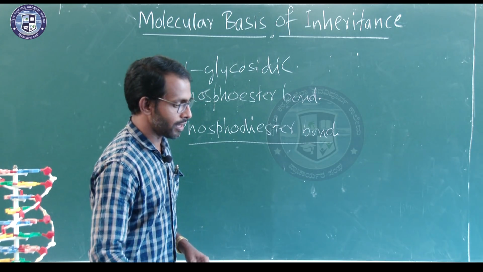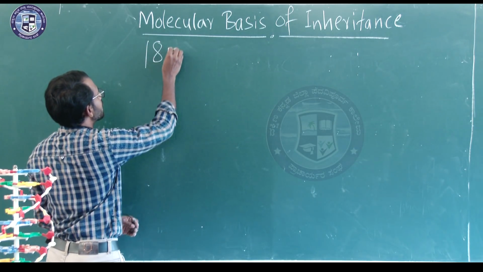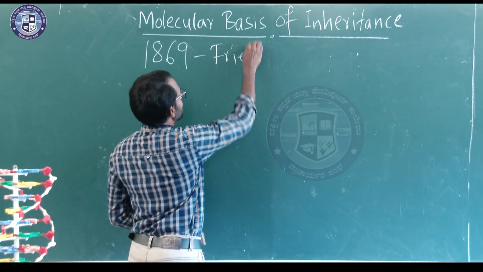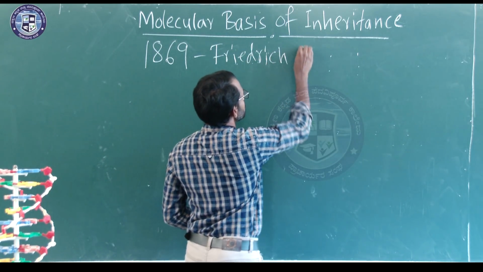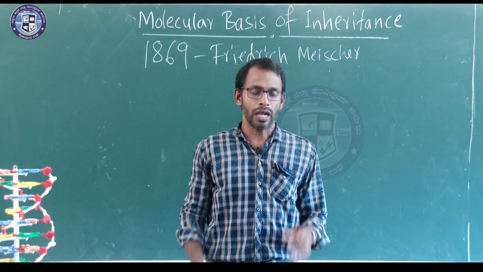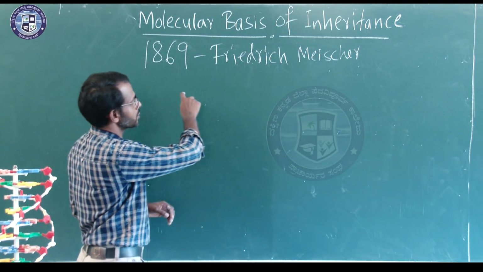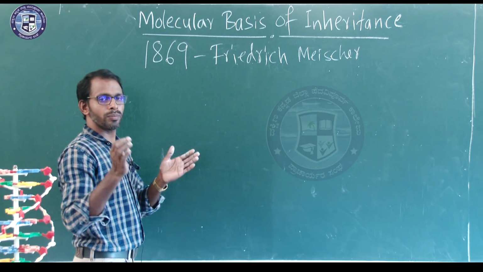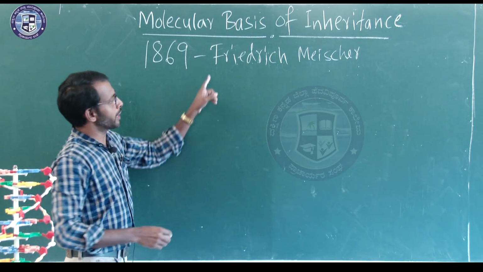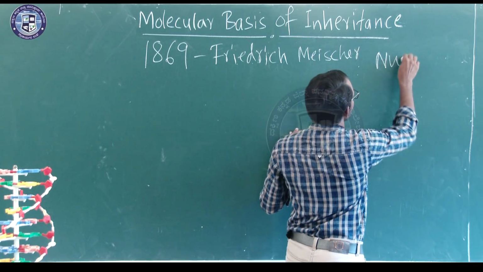Before that, in the year 1869, a scientist called Frederick Miescher was able to identify and isolate DNA from the cells, the pus cells, separated from the bandages, and he named those structures as nucleins.